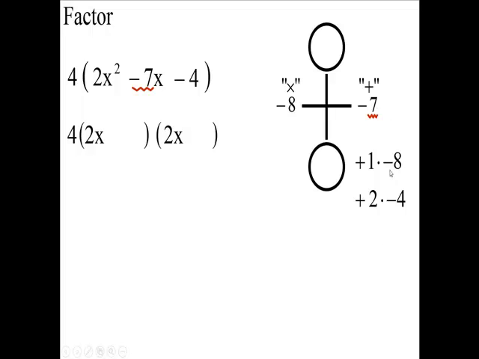Okay? It turns out 1 minus 8 is a negative 7. We're not going to use these two because 2 minus 4 is negative 2. Throw this one out. 1 times minus 8 is negative 8. Let's copy that down. 1 times minus 8 is negative 8. And if you add 1 and a negative 8, you get negative 7. So the 1 comes over here, and the negative 8 gets written here.